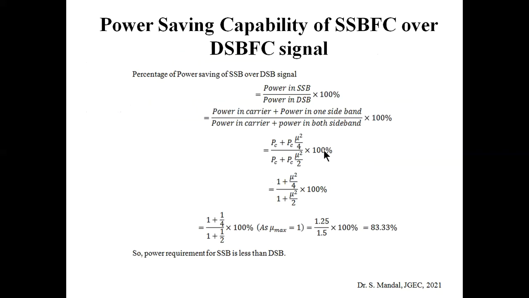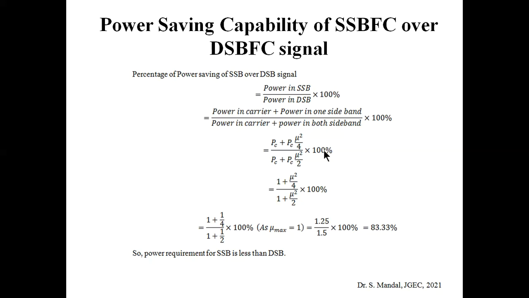Fine. Now let's see, if we are using SSB FC, can we save the power? Because in case of SSB FC, we are sending only one sideband. So let's calculate the power saving capability, and that is defined by power in SSB by power in DSB.